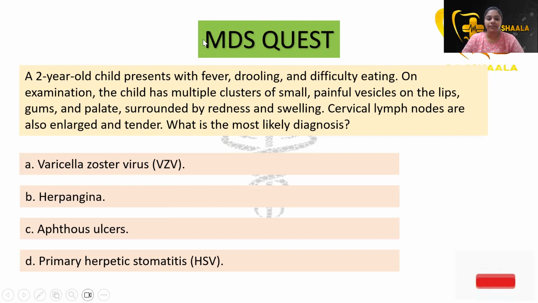So the child here is a 2-year child, right? We are only seeing clusters around the oral cavity. When we are seeing clusters around the oral cavity, aphthous ulcers can also be the differential diagnosis. But since the child is just 2 years old, we can go with primary herpetic stomatitis, right? It is mostly a herpes lesion.